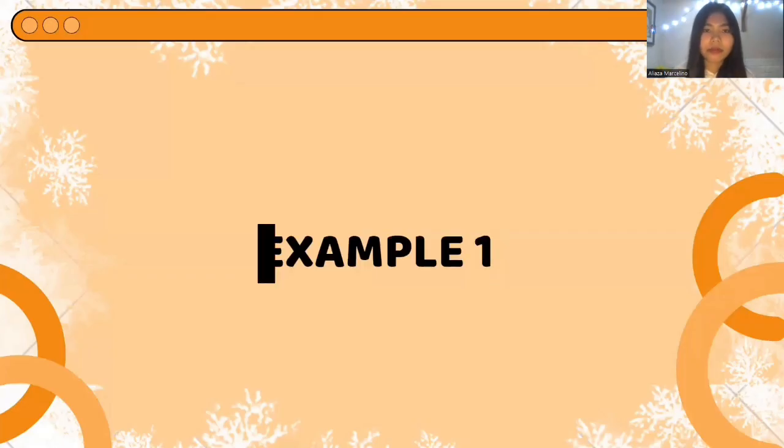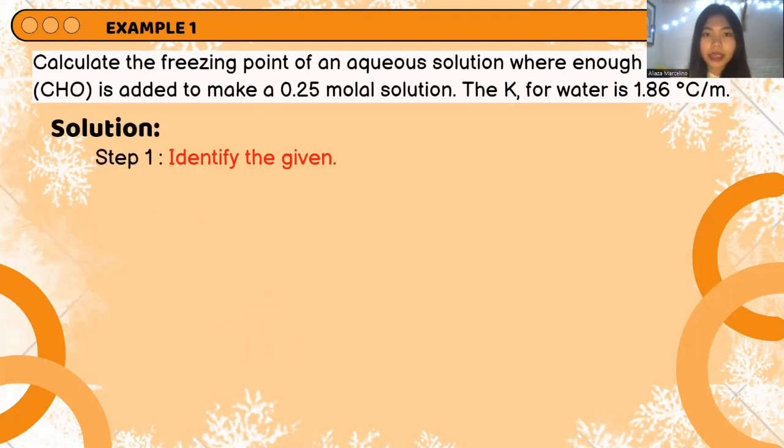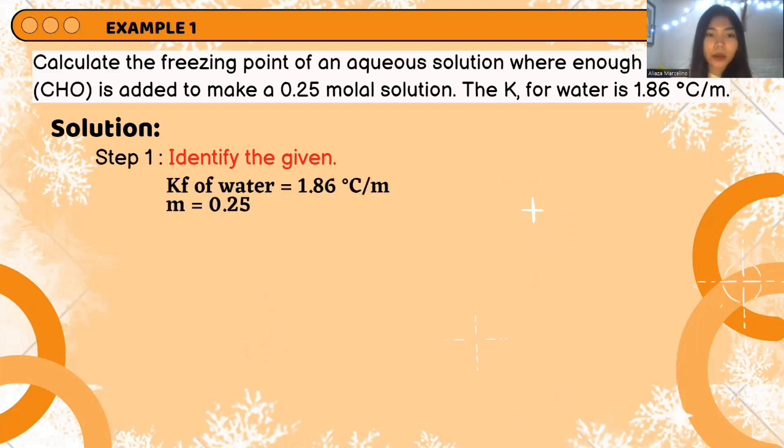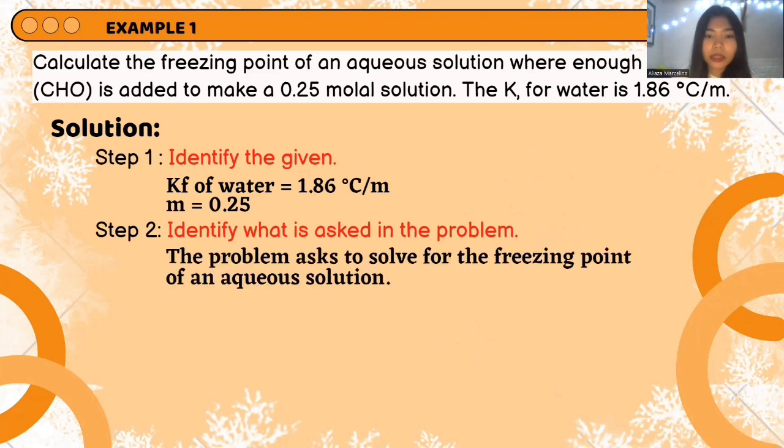Example 1. Let's calculate the freezing point of an aqueous solution where enough lactic acid, C3H6O3, is added to make a 0.25 molal solution. The Kf for water is 1.86 degrees Celsius over m. First step is identify the given. The given is Kf of water is equal to 1.86 degrees Celsius over m, and m is equal to 0.25. Step 2. Identify what is asked in the problem. And the problem asked to solve for the freezing point of an aqueous solution.